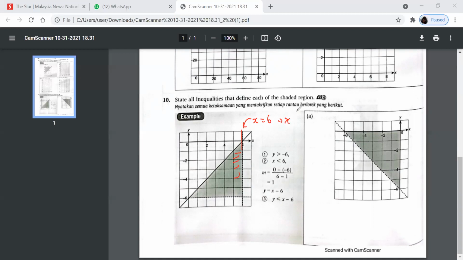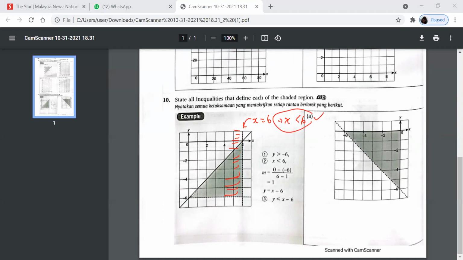X is what? More than or less than 6? This side, the left side, is less than, right? Less than 6. And why less than, not equal to? Dotted line. Okay, so you got one already. So you got one mark.